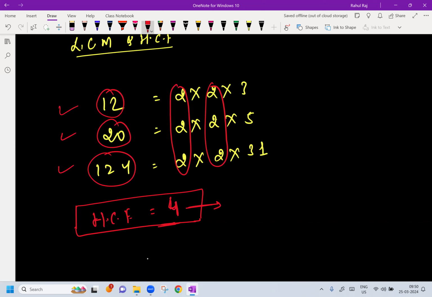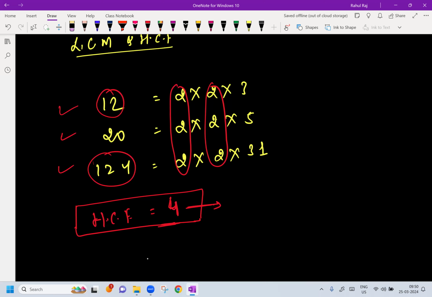So 4 is the highest number that is a factor of 12, 20, 124. When I say 2 is a factor of 10, it simply means, Alexa, you divide 10 by 2 and the remainder is 0. So 4 is the highest number that will divide all these numbers and the remainder has to be 0. 4 is a factor of 12, 4 is a factor of 20, and 4 is a factor of 124 as well. And there is no number greater than 4 that would be a factor of all these three numbers. This is what HCF means. Got it. Great. This is HCF.